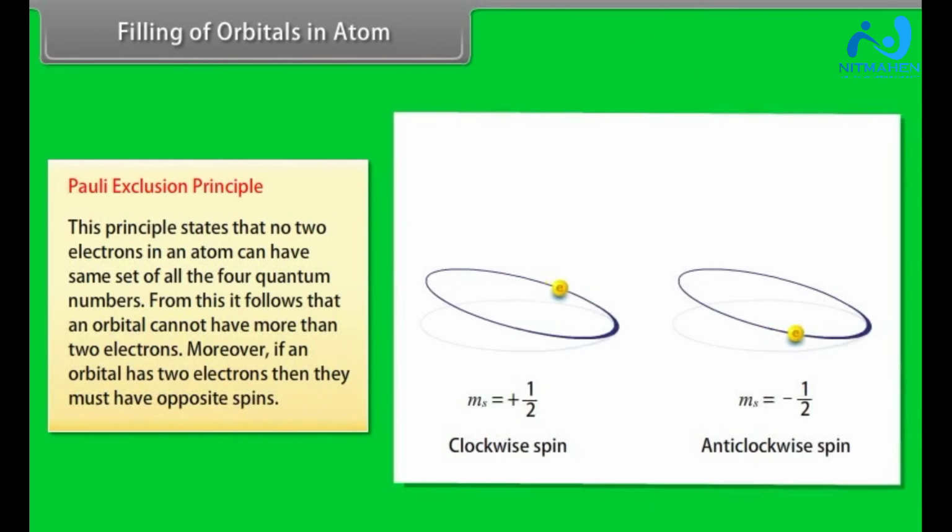This principle states that no two electrons in an atom can have the same set of all the 4 quantum numbers. From this, it follows that an orbital cannot have more than 2 electrons. Moreover, if an orbital has 2 electrons, then they must have opposite spins.